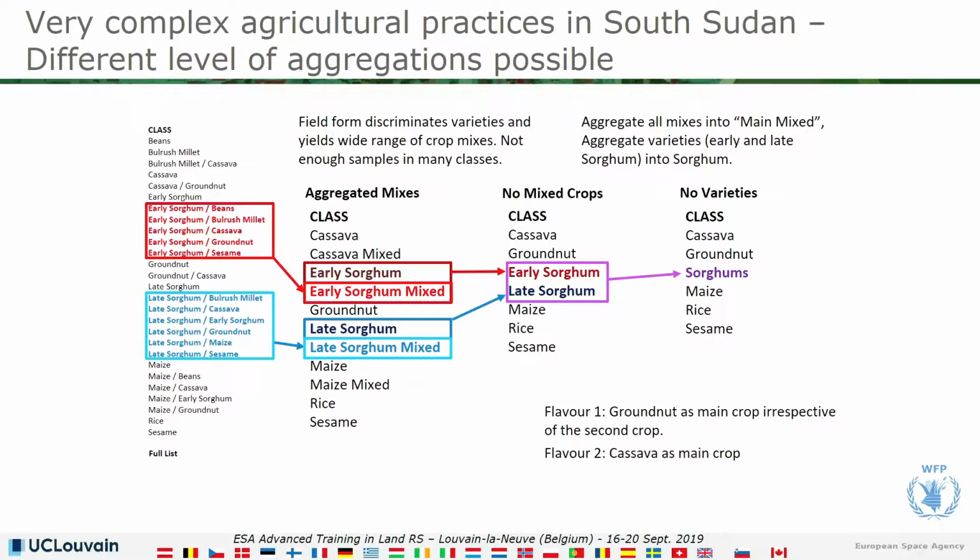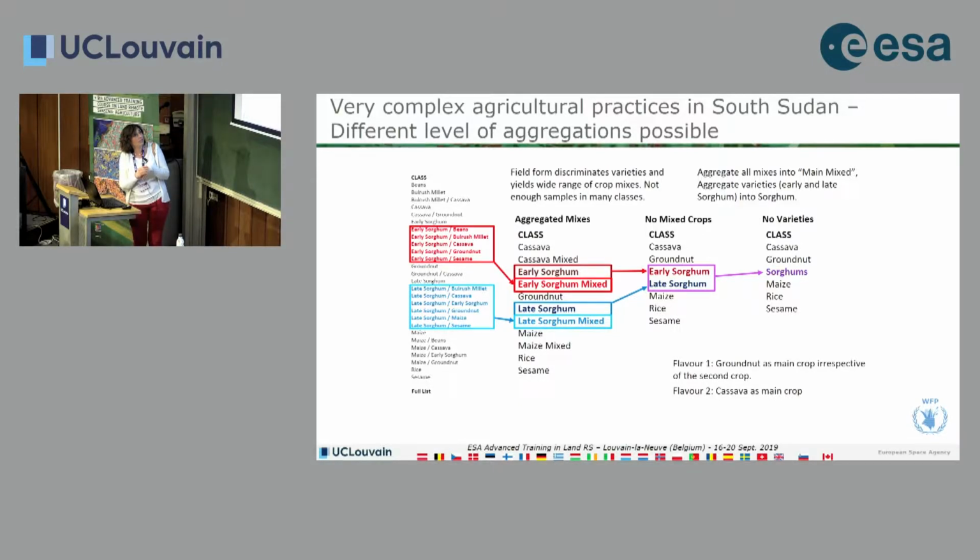Now coming to the typology. So the agricultural practices in South Sudan is really not easy. So if you want to cover everything, you can see that, for instance, for the sorghum, you have the early and late sorghum, and you have the sorghum only or sorghum with mixed classes. And so they have tested different level of aggregations. Here, all the mixed were grouped in one for the early and late sorghum. Here, they mixed late sorghum pure and late sorghum mixed in one classes. And here, in the last case, they mixed all the sorghum in one case.